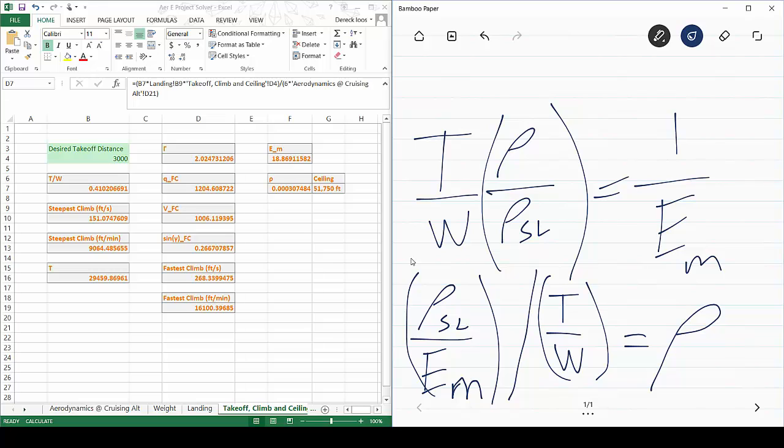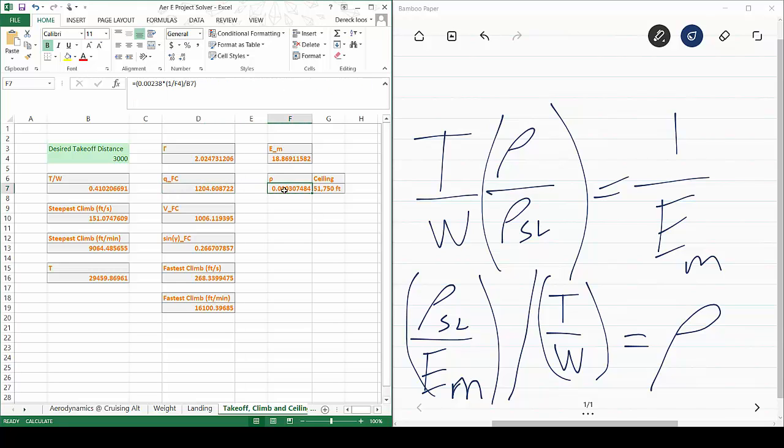So what we do next is we take that air density value and we check it in our atmospheric constants table from down in the description for our corresponding ceiling. And you can see right here in my workbook I have 0.00238, which is the density of air at sea level, multiplied by 1 over F4, which is EM, divided by B7, which is T over W. And then I again referred to the atmospheric values table in the description and found that my service ceiling would be 51,750 feet.